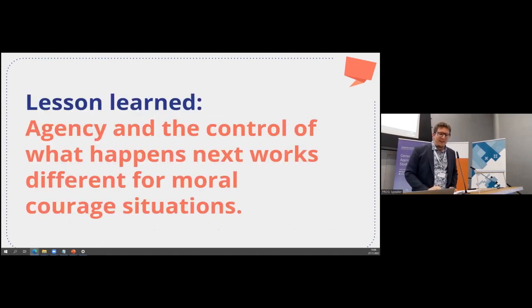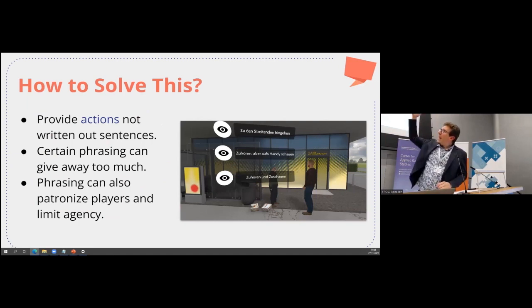And this is the final lesson or the final takeaway, that the agency and the control of what happens next works a bit differently for moral courage situations, because you shouldn't tell your players too much, even though in a classical RPG game, you will want to do that so that people can make meaningful choices. And here you don't do this. So how do you solve it? We provided actions instead of written out sentences, because certain phrasing can give away meaning and you don't want that. Phrasing can also patronize your players and tell them, okay, if you do this and that, this will happen, which will also destroy your agency. So keeping it uncertain is usually a good idea.